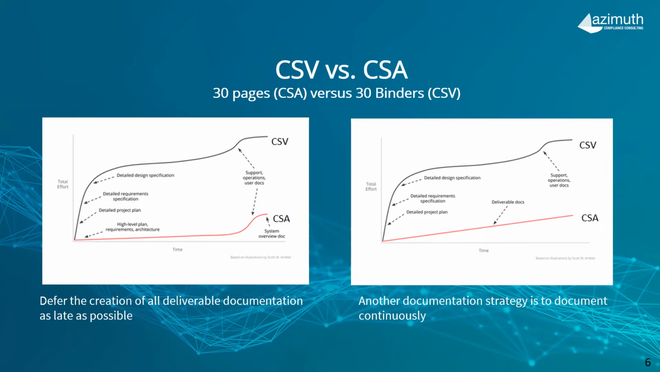Let's compare the difference between an agile and waterfall approach to documenting validation effort. The graph on the left shows the creating documentation as late as possible model versus maintaining documentation as you go model shown on the right. The key to both graphs is the difference in the amount of documentation created following a computer software assurance model versus CSV.